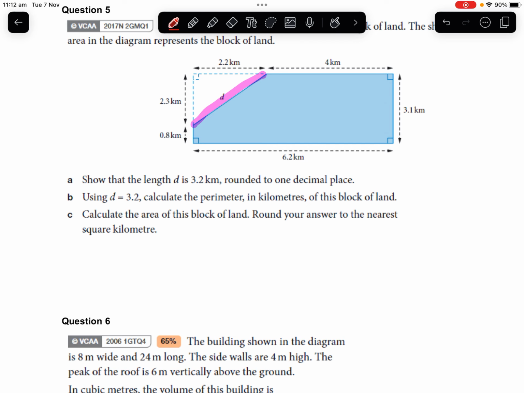Okay, so it looks like we have a right angle triangle here. So we are going to be again using Pythagoras. D is the hypotenuse, so D is going to be C, and A and B you can interchange. So A squared plus B squared is equal to C squared. A is 2.3 squared plus 2.2 squared, B, is equal to C squared.